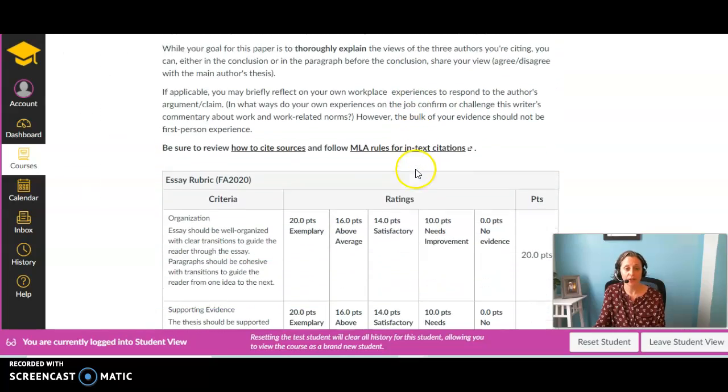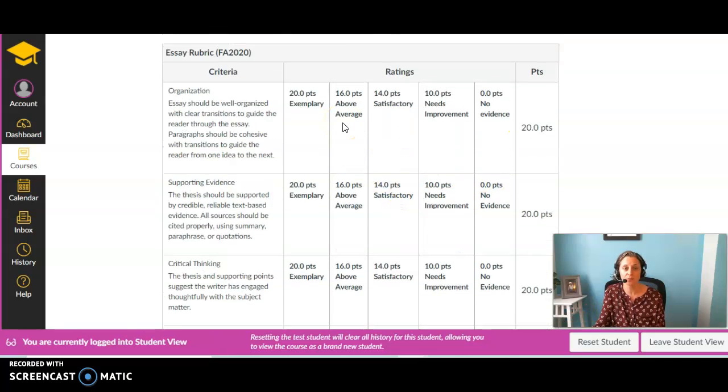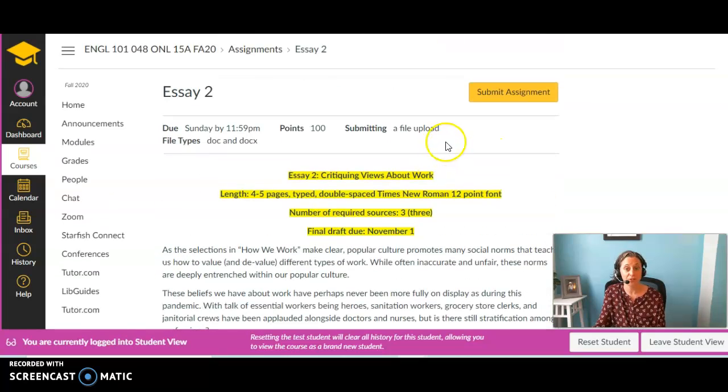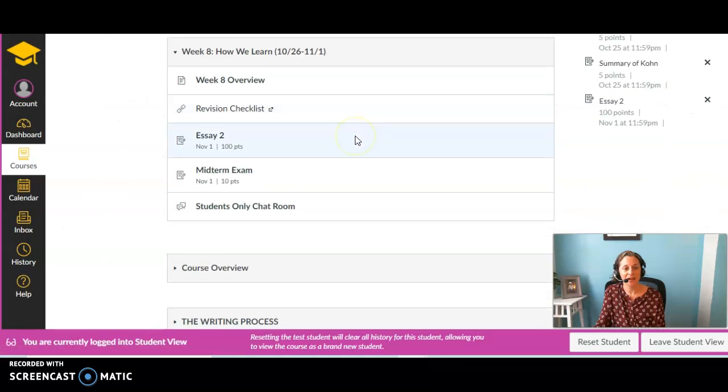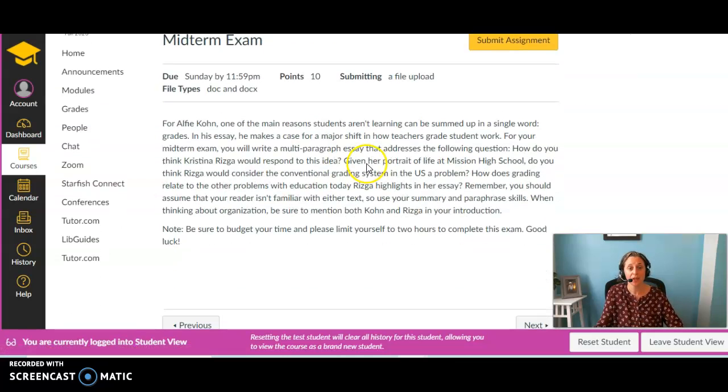I think you've already looked through all of this. You can see that I did slightly modify the breakdown of the grades categories in terms of the criteria for the rubric. So that is due, so you definitely want to be working on that. And the other piece this week, the other big assignment, is the midterm, right? So the midterm exam is due also on Sunday.